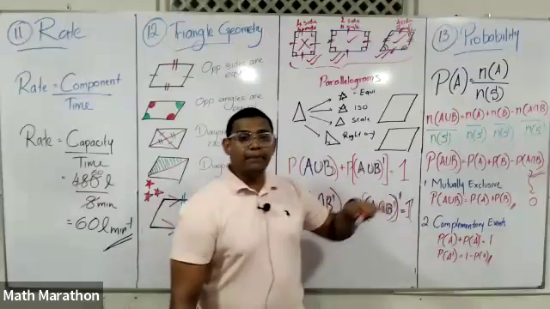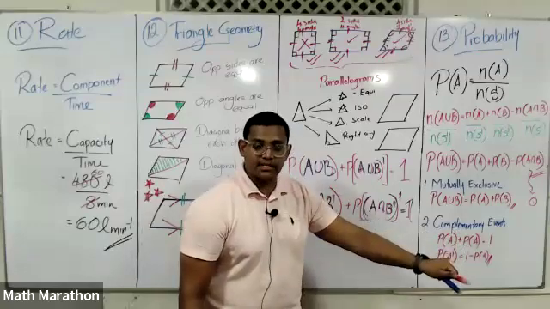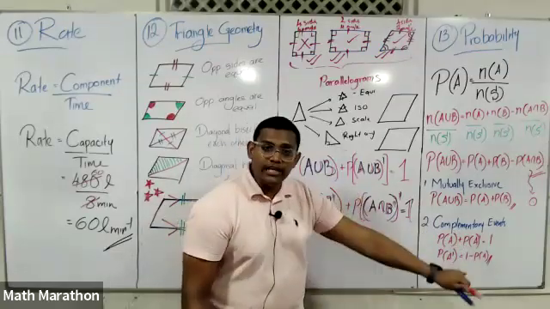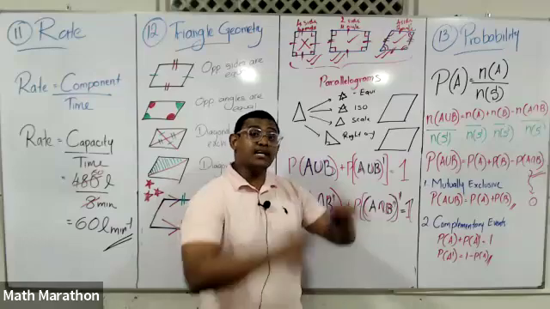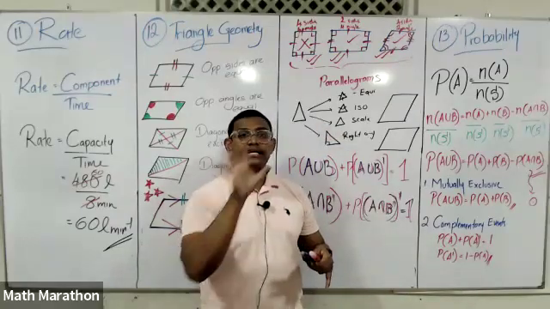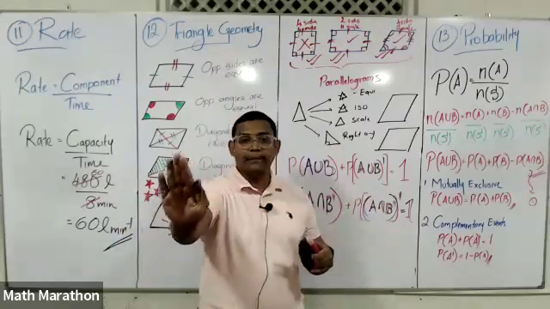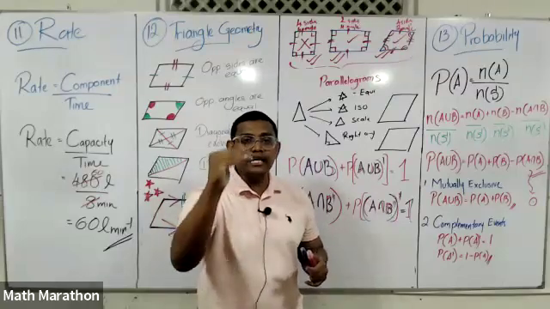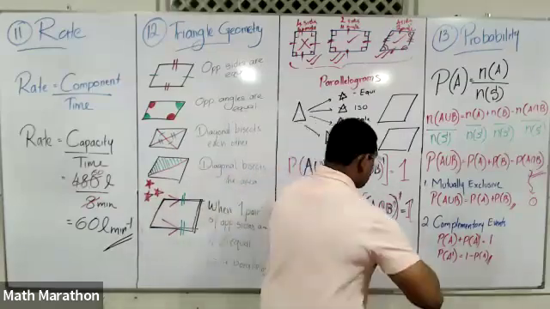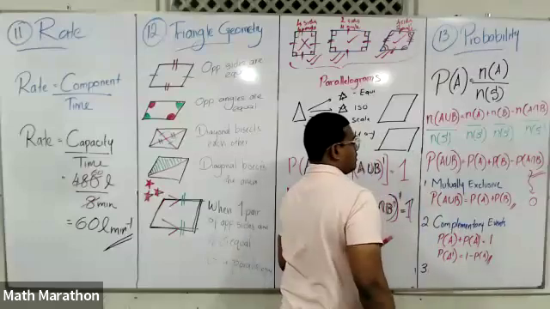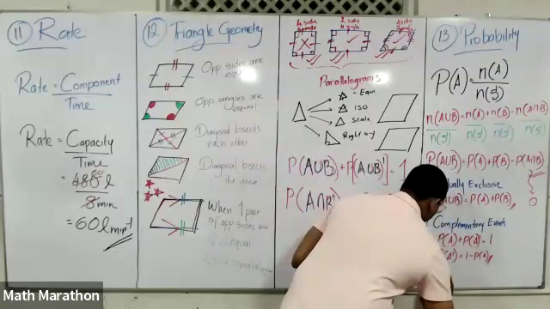A dash, B dash, A intersection B, A intersection B dash, A union B dash, A dash intersection B dash, everything dash. A set and the complement of the same set is always equal to 1. Keep that in mind. Okay? Set and the complement. The third one, what we studied is mutually exclusive and independent events.